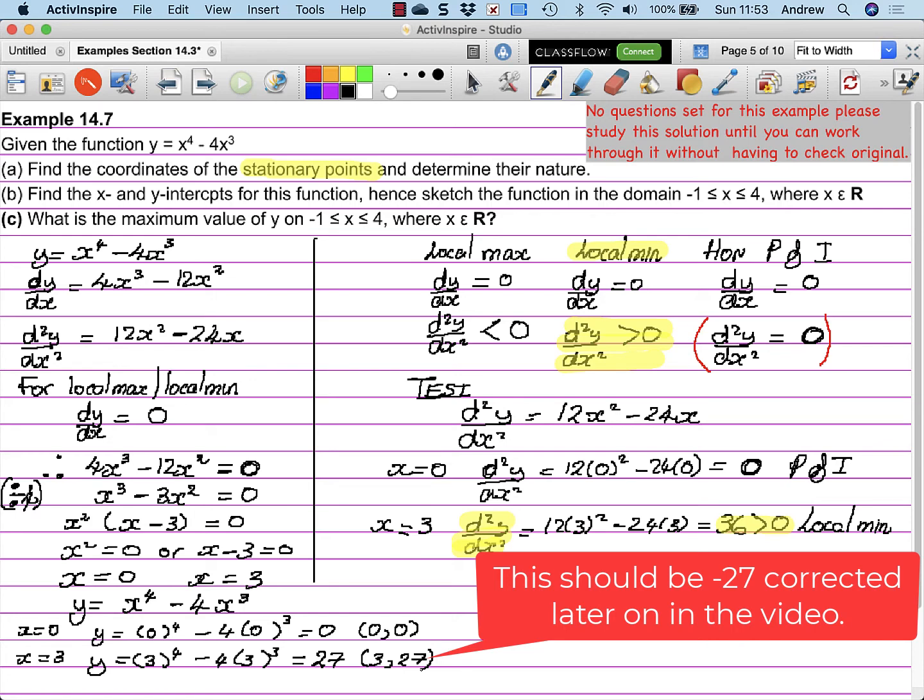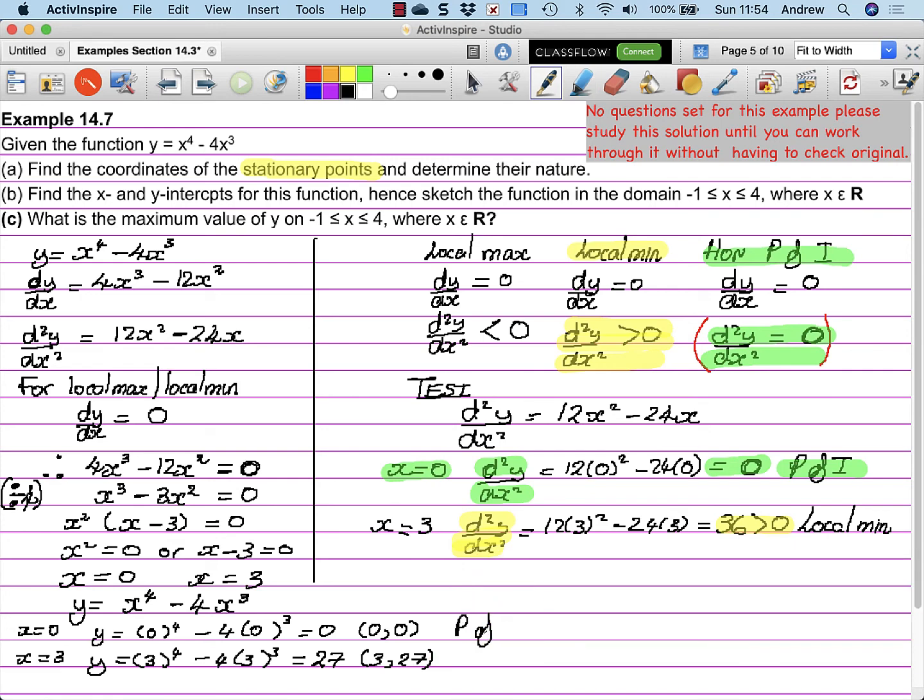So what we now have is we know for the first one, if you remember, the x equals 0 gave d2y by dx squared equal to 0, and d2y by dx squared equal to 0 is a point of inflection. So therefore, we know that this is the point of inflection, and we know that x equals 3 was a local minimum.